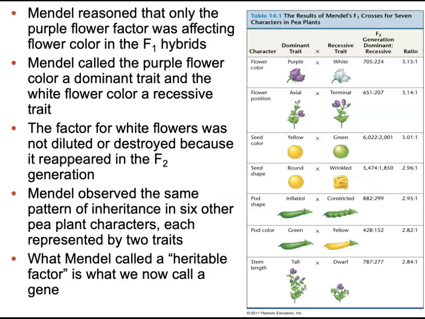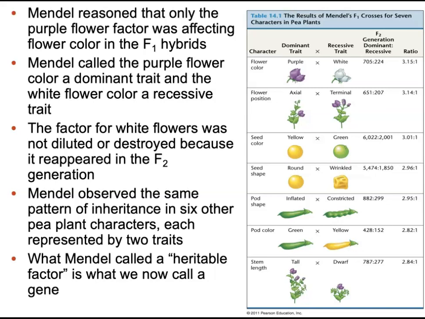In fact, Mendel observed the same pattern of inheritance, this 3:1 ratio, in 6 other pea plant characters, each represented by 2 traits. Consider this a golden ratio in genetics. We will talk about 2 golden ratios in this lecture.